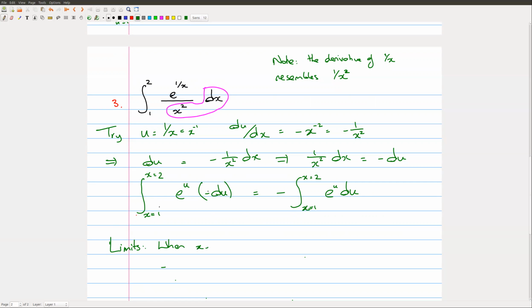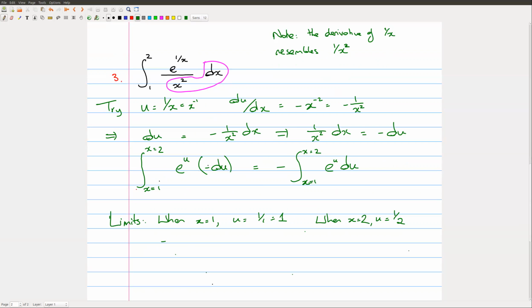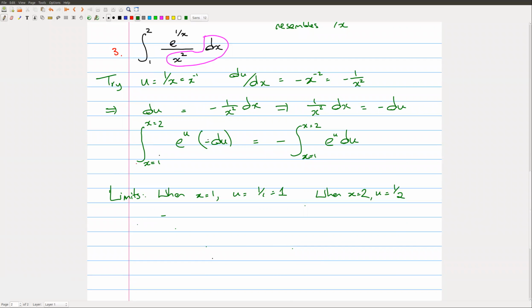When x equals 1, u is 1 over 1, which is 1. When x equals 2, u is 1 over 2, which is 1/2. So our problem is minus the integral from u equals 1 to u equals 1/2 of e to the u du.